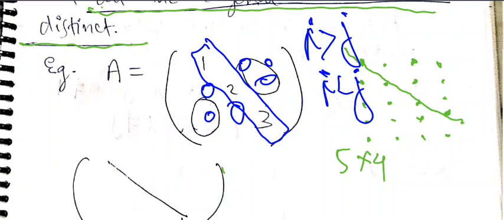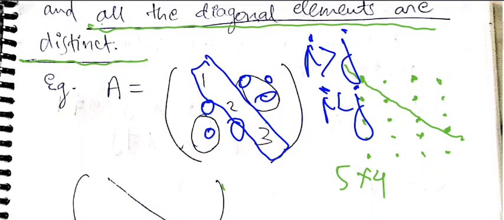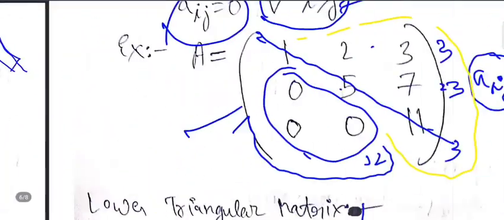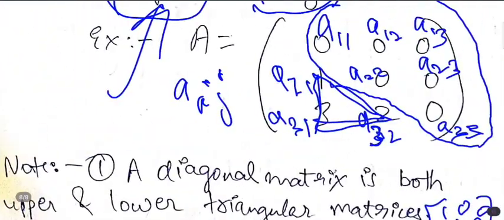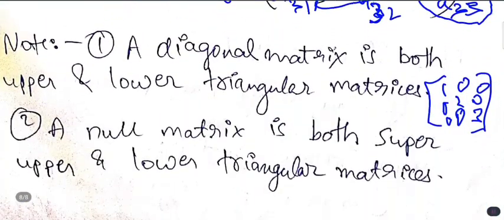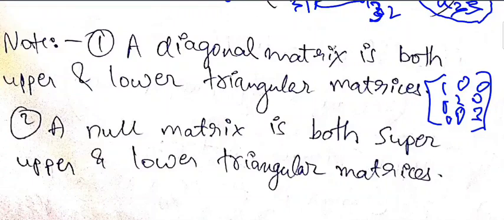Got it? So it is basically both upper, because on the upper side a triangle is being formed, and on the lower side also a triangle is being formed. So they are both upper and lower triangular matrices. A diagonal matrix is both an upper and lower triangular matrix. A null matrix is both a super upper and super lower triangular matrix.